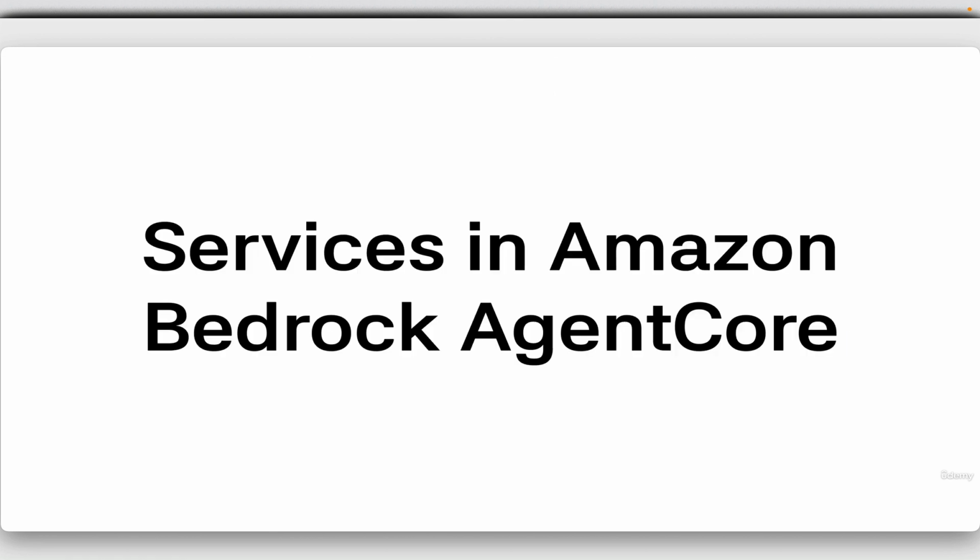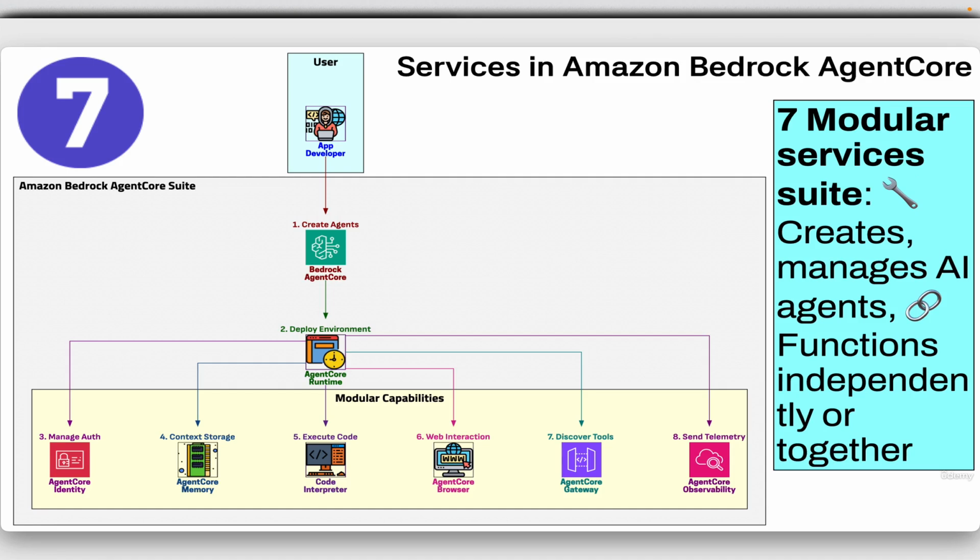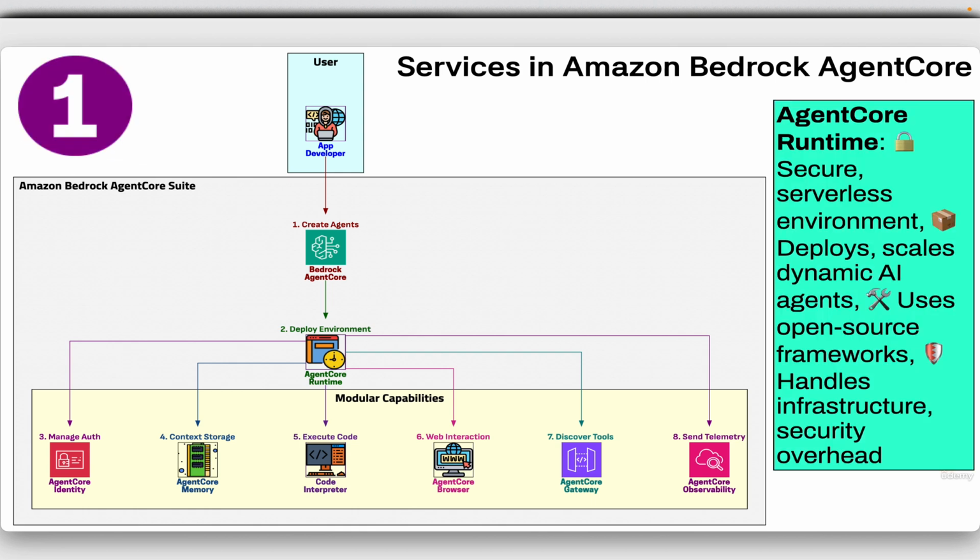Services in Amazon Bedrock AgentCore. There are 7 services in Amazon Bedrock AgentCore, and they are modular services that facilitate the creation and management of AI agents capable of functioning independently or together. The first service is AgentCore Runtime, which is a secure serverless environment designed to deploy and scale dynamic AI agents using various open source frameworks, handling infrastructure and security overhead.